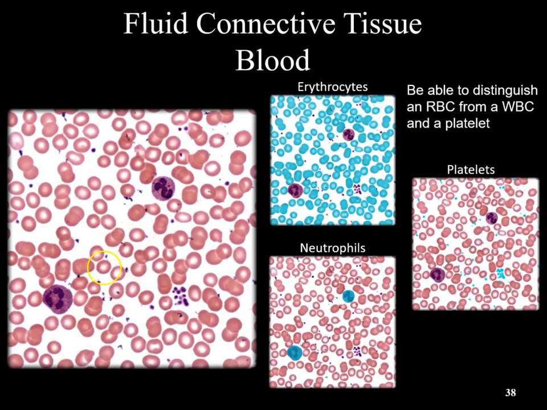So here you can see blood under a microscopic slide. The red oval cells here are the red blood cells. Then you've got these large purple looking cells, and these are going to be your white blood cells. Okay, and then you've got these tiny little purple kind of fragments here, and those are your platelets. And I want you to be able to distinguish a red blood cell from a white blood cell from a platelet. All right.